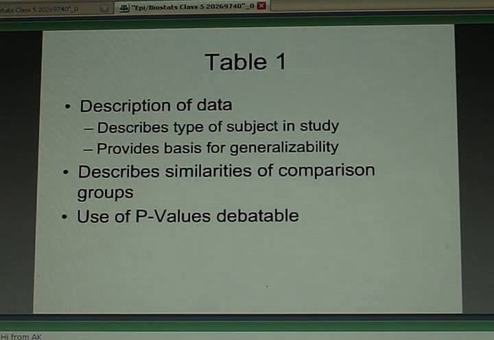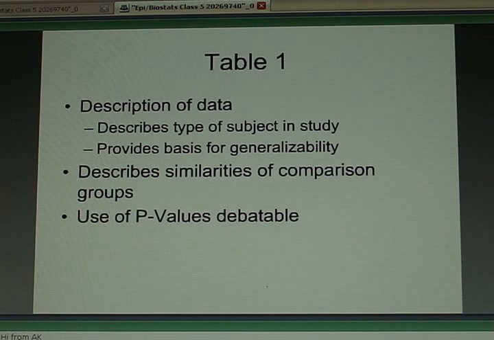Now, the big question I think people struggle with when they think of this first table is whether you add p-values to describe the two groups you're comparing, whether they're significantly different with respect to their age or significantly different with respect to their body mass index. And I believe that the jury is out on that, on the use or non-use of p-values.